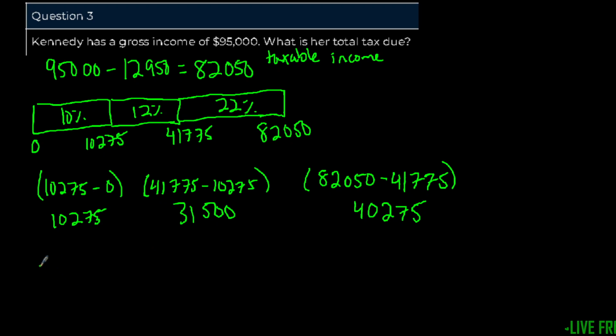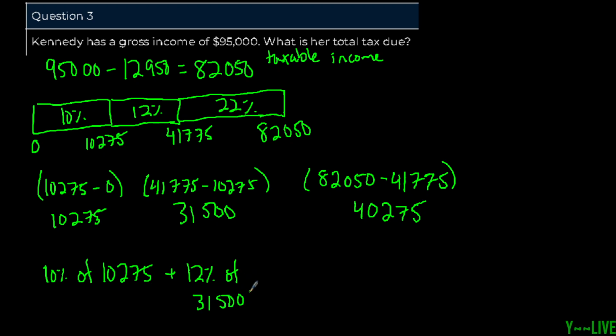So let's add these all together. So I'm going to say I have 10% of 10,275 plus 12% of 31,500 plus I have 22% of 40,275. So when you add those numbers together, again, let me see in decimals what it looks like.